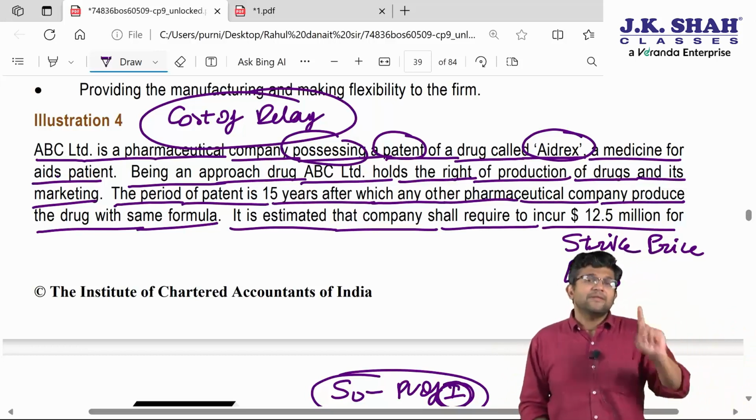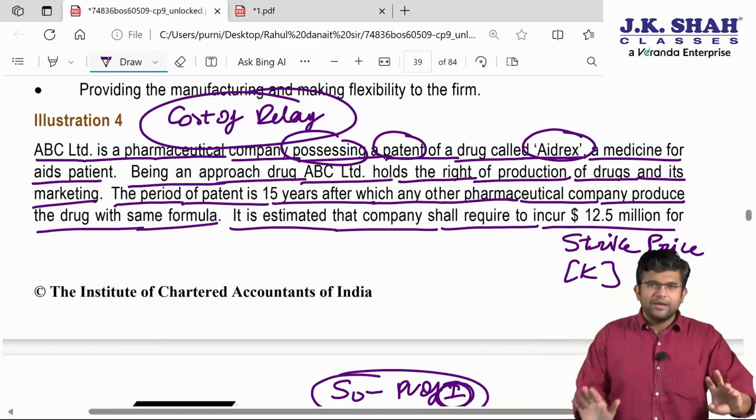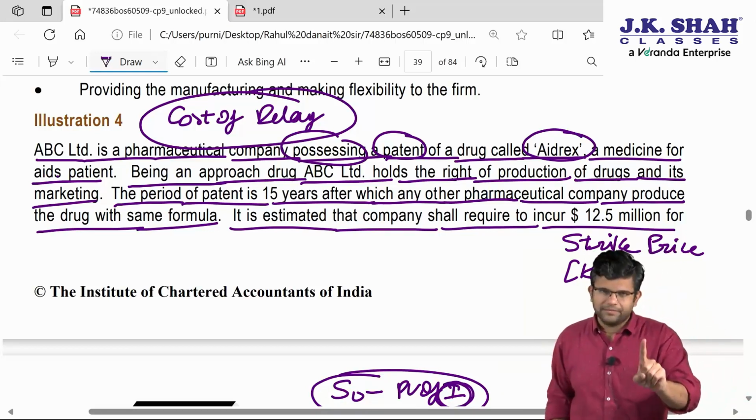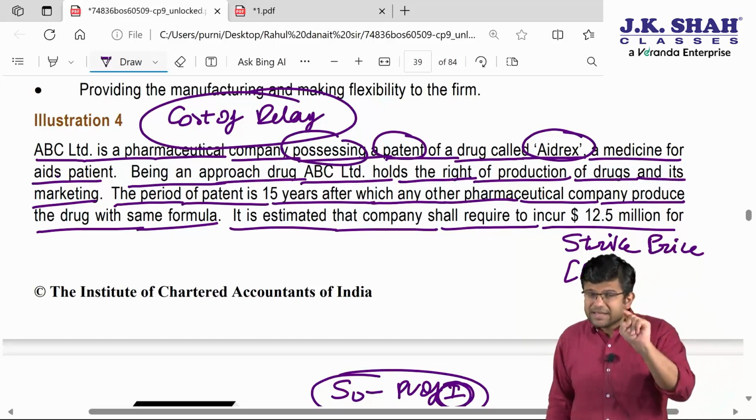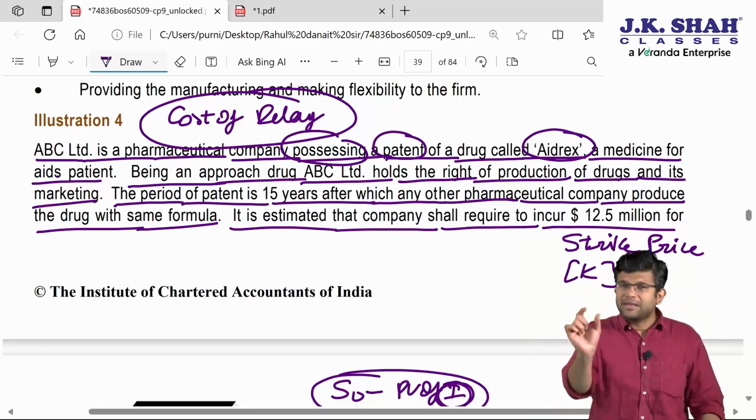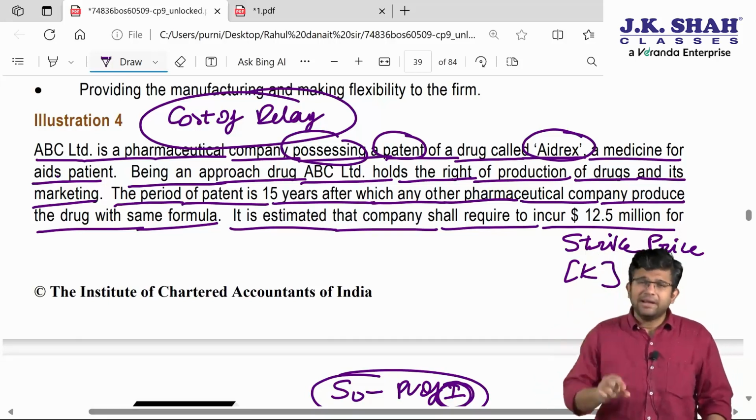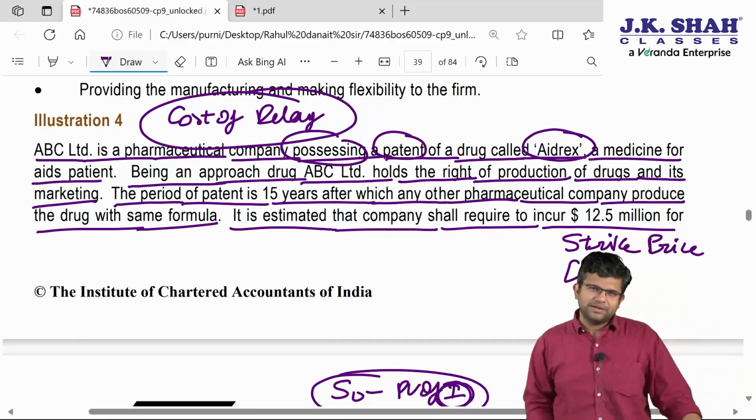Which means if you decide to delay, you are going to lose money. We need to take this also into consideration when we are calculating the value of that option, when we are calculating the value of that patent. Now how do I take it into consideration?